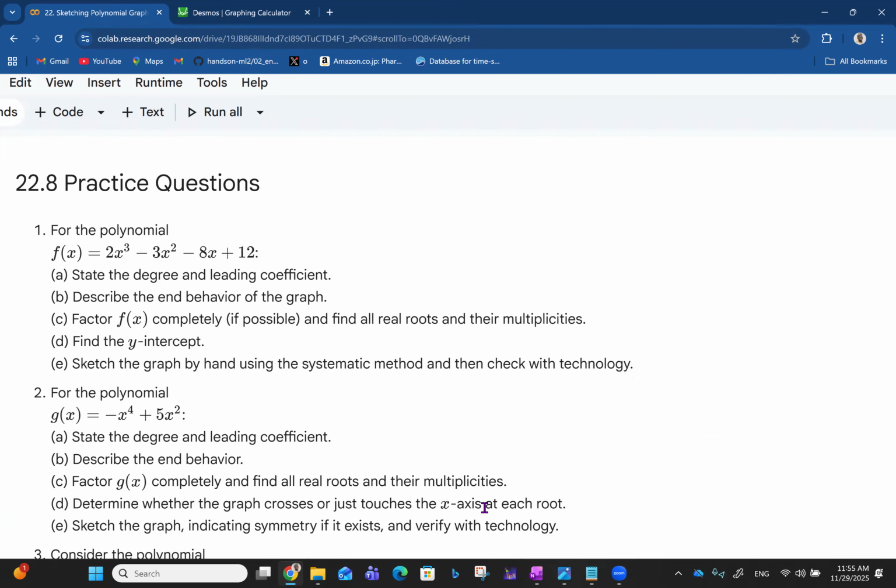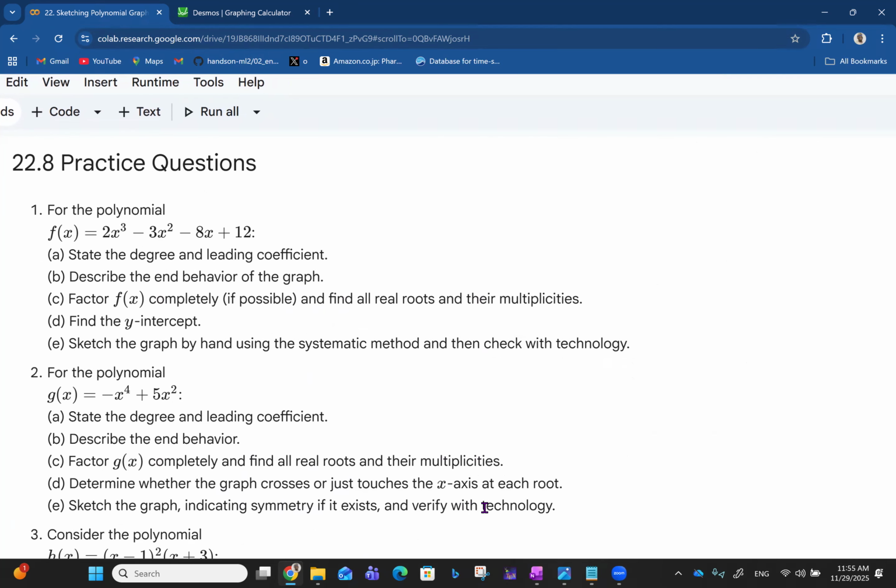So before we go, I'm going to solve this first problem. It says: for the polynomial f of x equals 2x cubed minus 3x squared minus 8x plus 12, state the degree and leading coefficient. A, we need the degree. We need the leading coefficient. That's the first part. The second part, describe the end behavior.